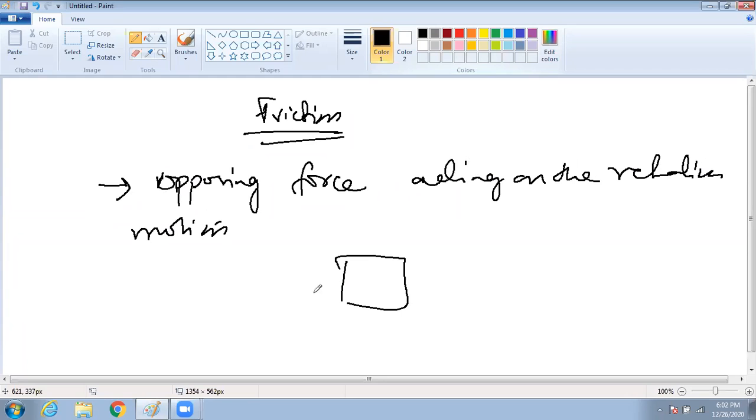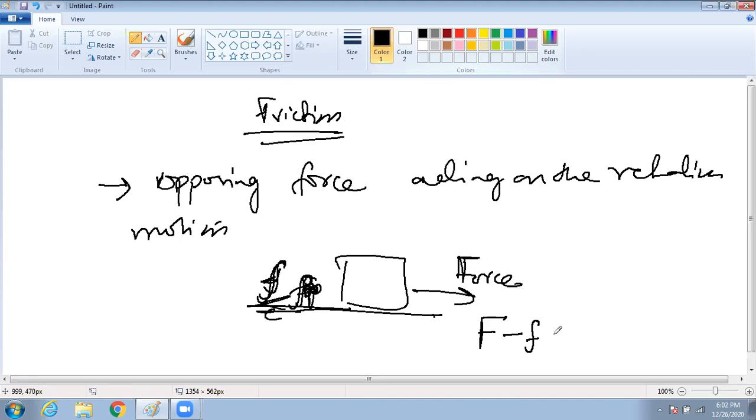Means if you have a body and you want to pull it this way, friction will always act the other way. This is the friction, and this is the force you are applying. Friction is written like this. The net force will be F minus f. If the friction is more than the applied force, the object will not move. That means you have to pull it so hard that it overcomes the friction. If you are pulling at 10 Newton and friction is 2 Newton, the net force acting on the object is 8 Newton. Understood? Clear?